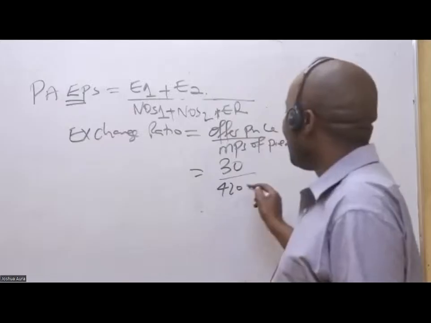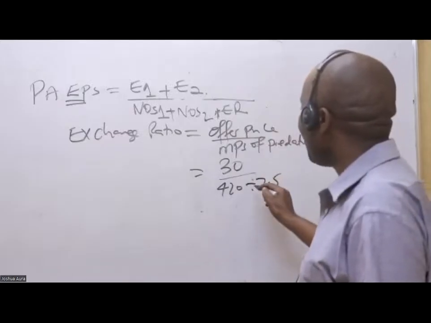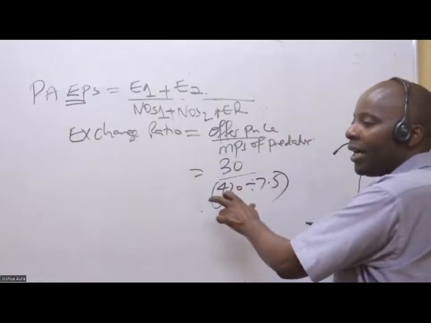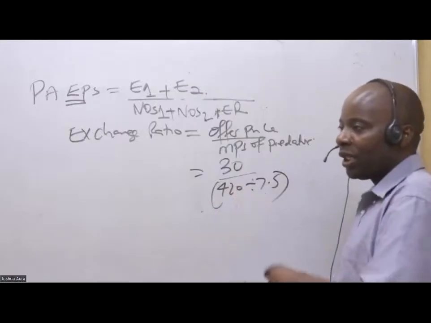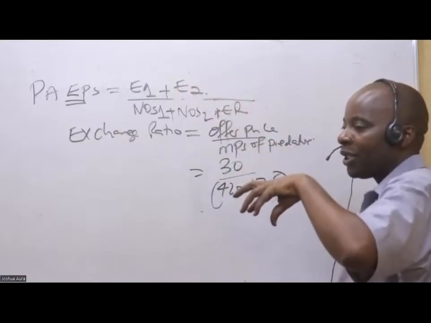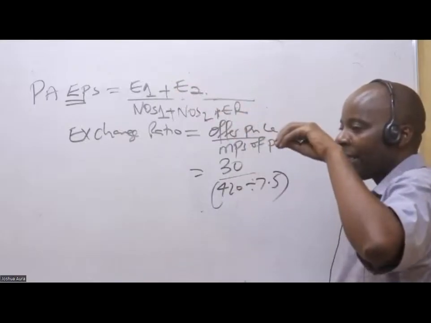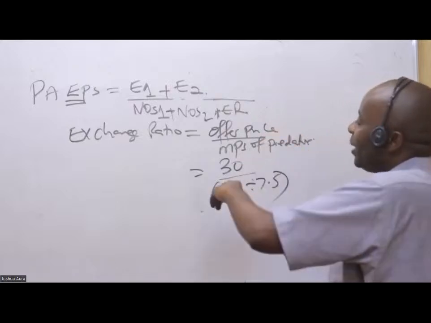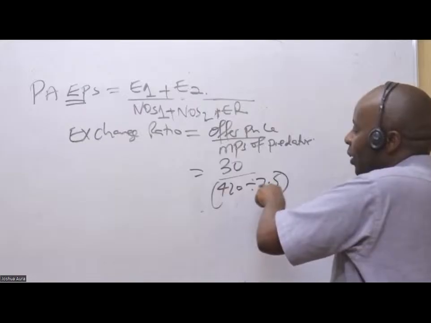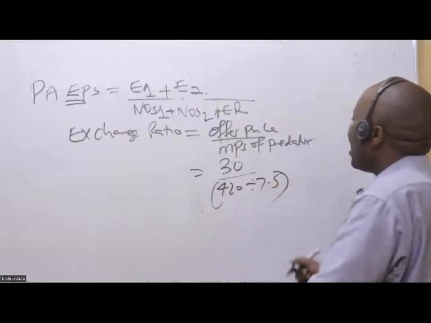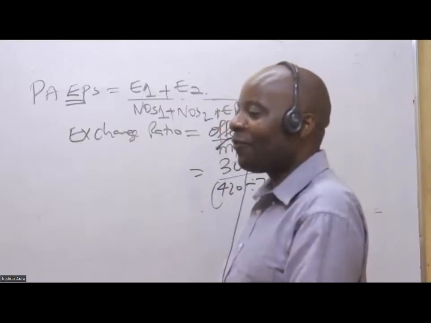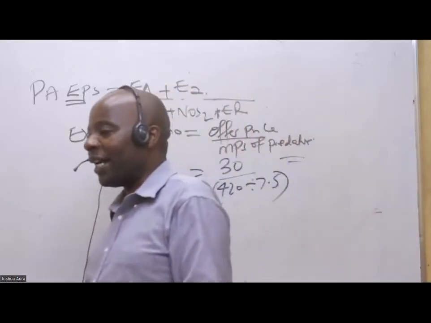MPS of the predator. You take the market capital and you divide by the number of ordinary shares of Songo. So, is there somebody who can say 30 divided by open brackets 420 divided by 7.5? And then you give me this exchange ratio in the form of a fraction. In the form of a fraction, what do we have there?